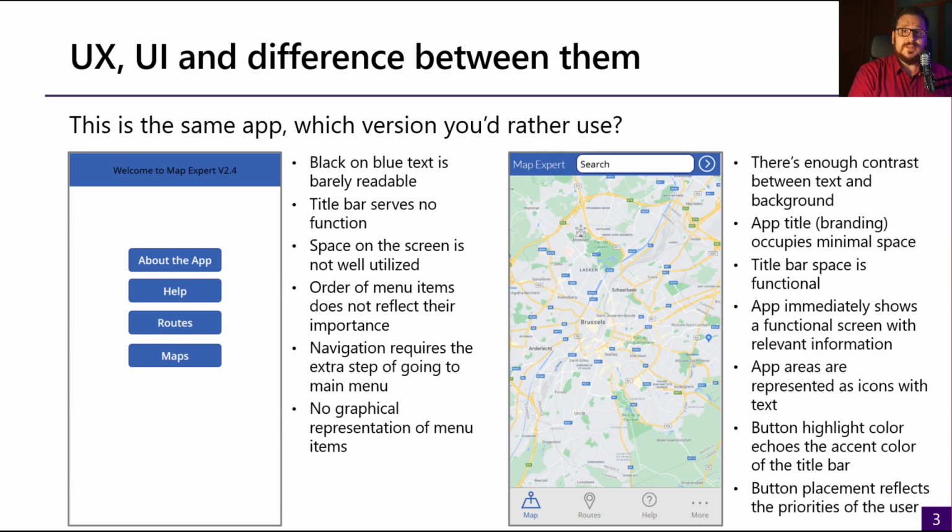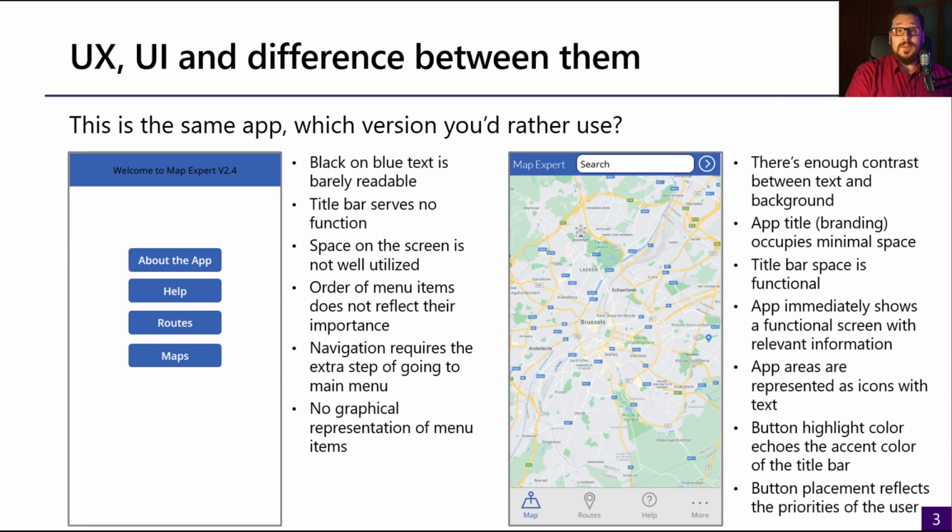The app areas are represented both as icons and as text. So for the most part, you would just look at the icons, but if you for some reason forget what the icon means or use the app for the first time, you also have the text to explain what it does. The button highlights, when they are activated, echo the same color that you have on the title bar, which creates a nice contrast.